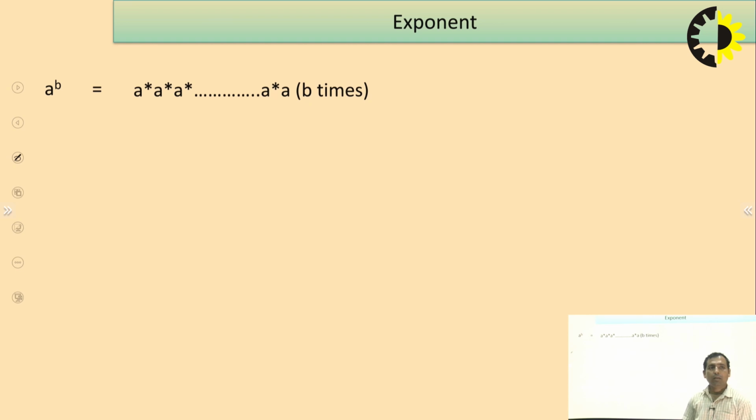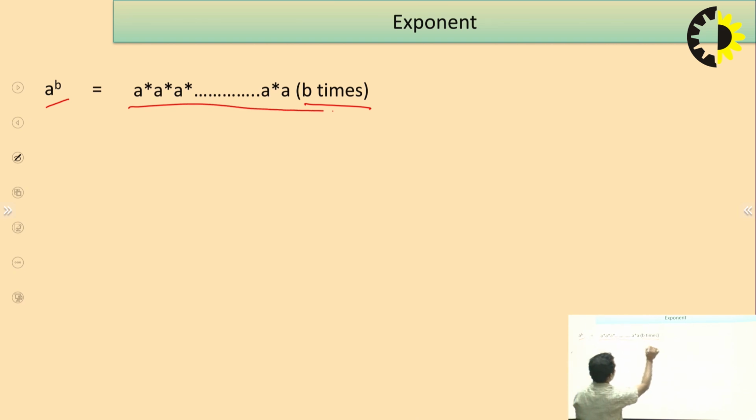We know a power b means a multiplied by itself b times. Simply, this is the iterative definition. But first we write the recursive definition, because we want to solve this problem using recursion. So what will be the recursive definition for this one? This is the iterative definition.